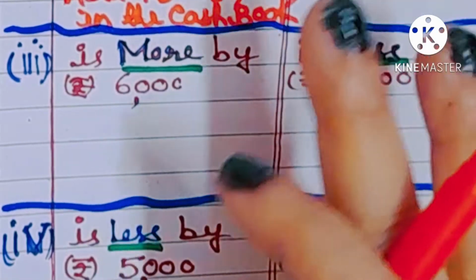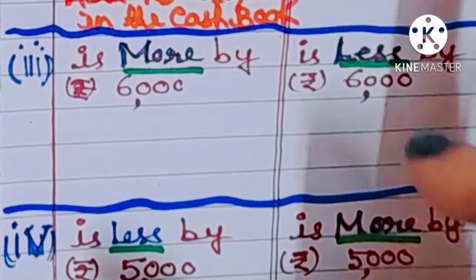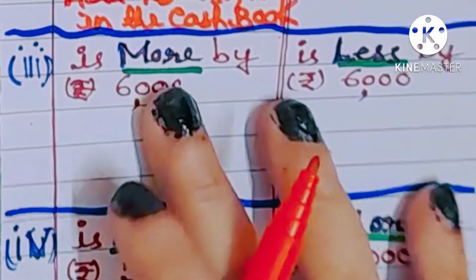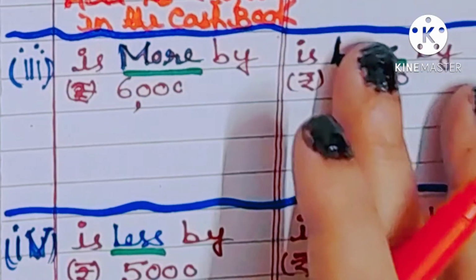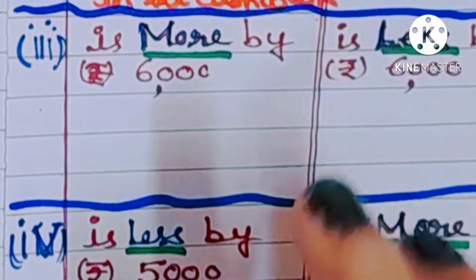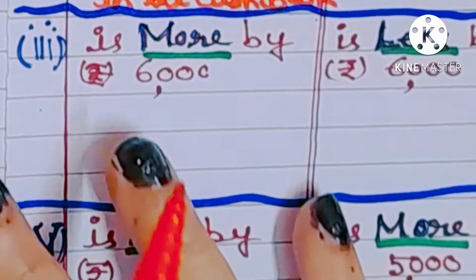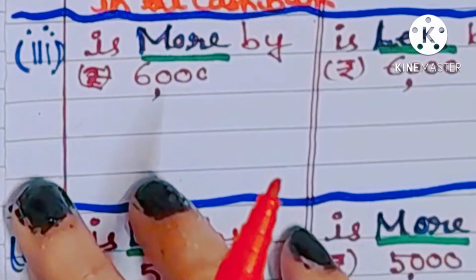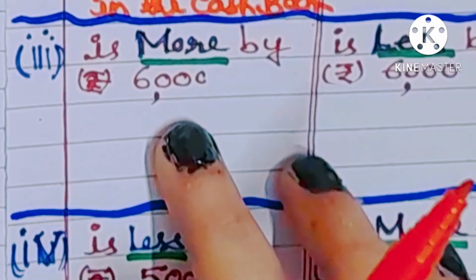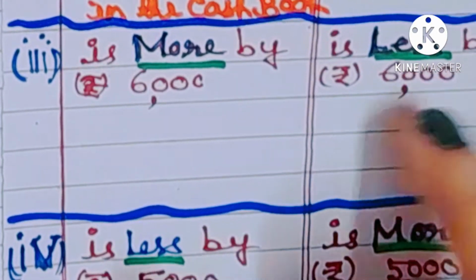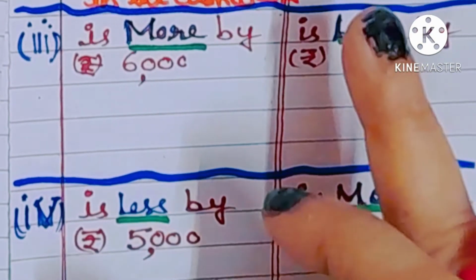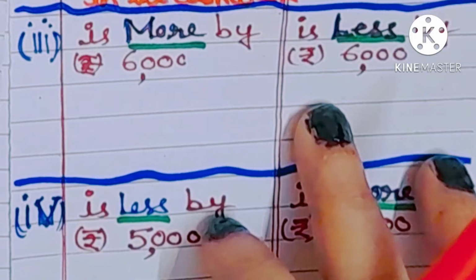So passbook is less by rupees 6,000. So cash book is more by 6,000, but passbook is less by 6,000, since 6,000 has not been recorded in the deposit column of the passbook, whereas rupees 6,000 has been recorded on the receipt side or deposit side in the bank column of the cash book. So cash book is more by rupees 6,000, but passbook is less by rupees 6,000. Now what is our job? Our job is to make cash book balance equal to passbook balance. But we cannot touch passbook.